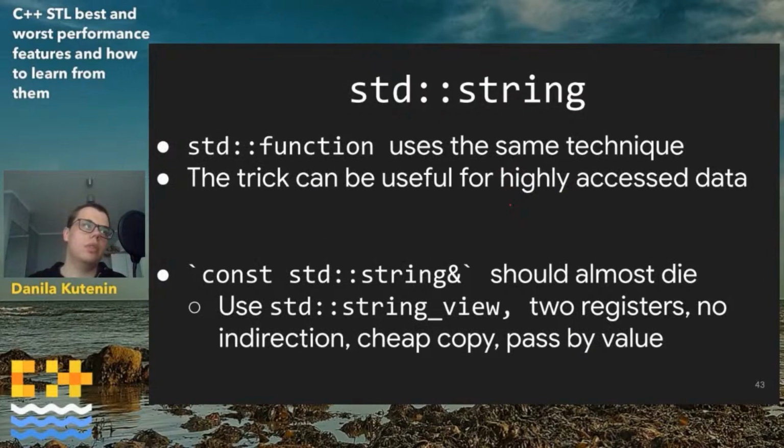Standard string uses the technique of small object optimization, and not only this type uses it. Basically, standard function also uses the same technique. For example, as I remember correctly, in libc++, it uses like 24 or 48 bytes. I don't remember exactly. It stores small functions that don't require lots of state. And this trick is very useful for highly accessed data.